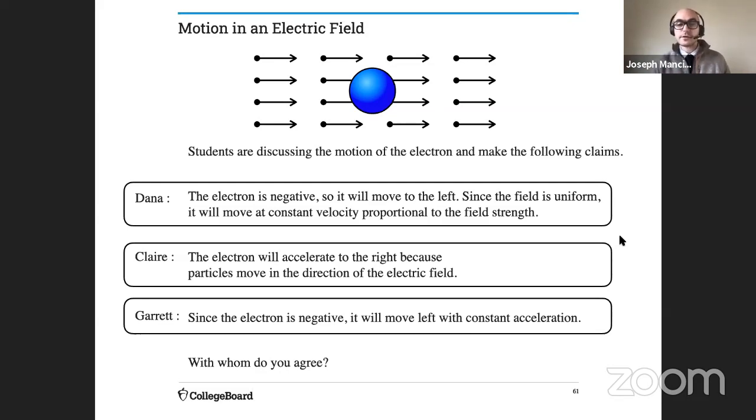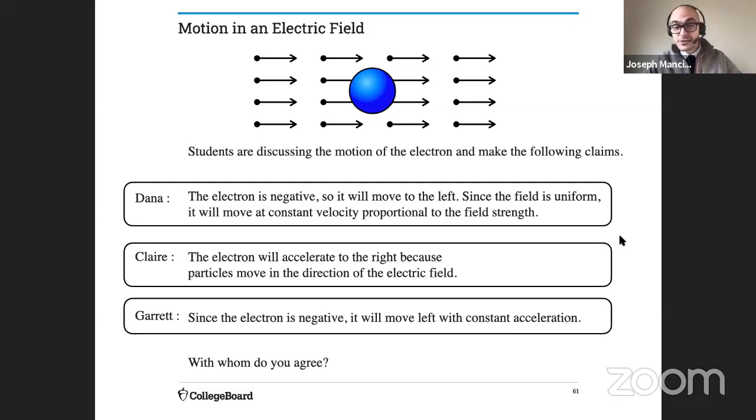So let's take a look at what Claire says. Claire says the electron will accelerate to the right because particles move in the direction of the electric field, and Claire is only missing one special word, and that's the word positive. A positive charge would accelerate in the direction of the electric field, but this electron is negative.